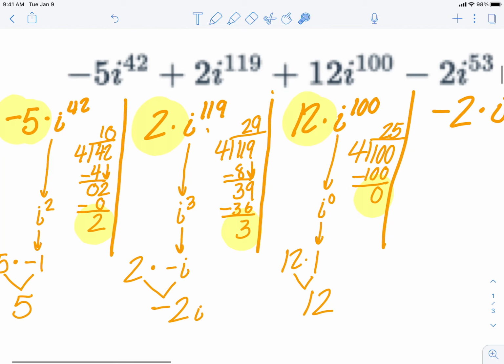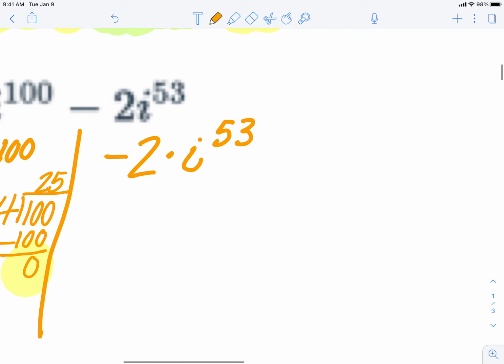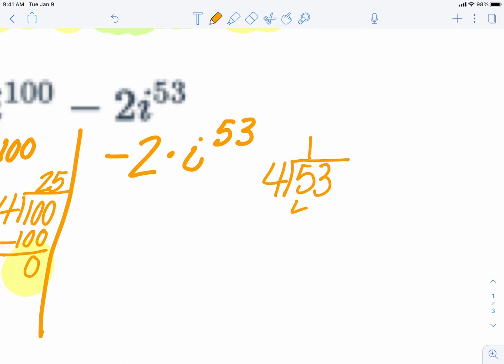So three terms evaluated. First term, second term, third term. So let's evaluate the last term here, right? So 53. So I'm going to take 53 and I'm going to divide it by 4. Always, always, always, when evaluating, divide the exponent by 4, right? 4 under 5 goes 1 time. 4 times 1 is 4. 5 minus 4 is 1. Bring down my 3. 4 goes into 13 3 times. 4 times 3 is 12. 13 minus 12 is 1.